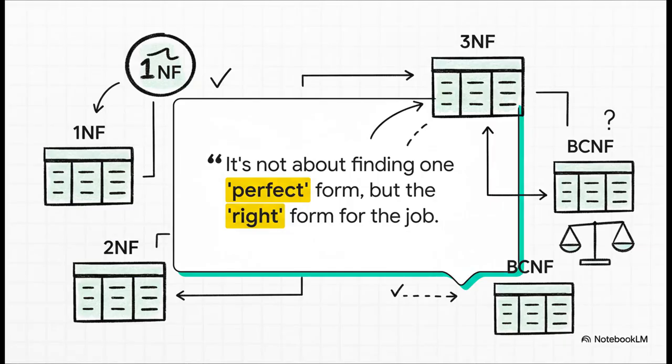Normalization isn't some academic test where you have to get to the highest level to win. It's a practical tool. Honestly, most database designers aim for 3NF as the sweet spot. It gets rid of all the most common problems while making sure you preserve all your data rules. BCNF is great, but you have to be aware of what you might be giving up to get there.